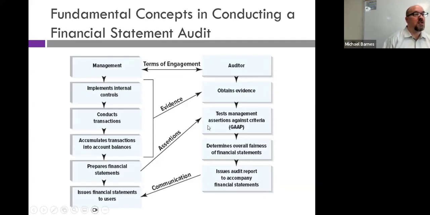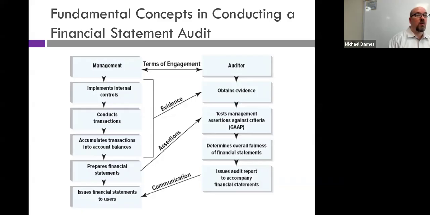For most of our situations in this course, that's going to be something called GAAP, which I think you're probably familiar with, generally accepted accounting principles. Now, make a note here. GAAP is a financial reporting criteria. It's something that you should already be familiar with. That is the criteria of financial reporting.